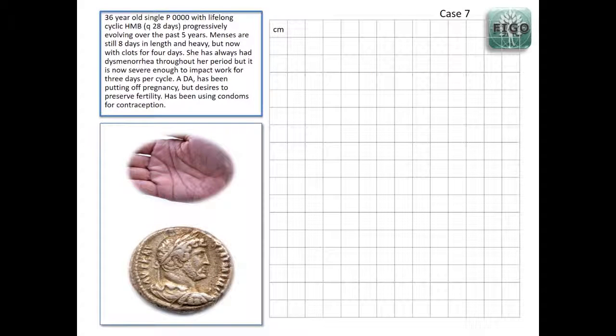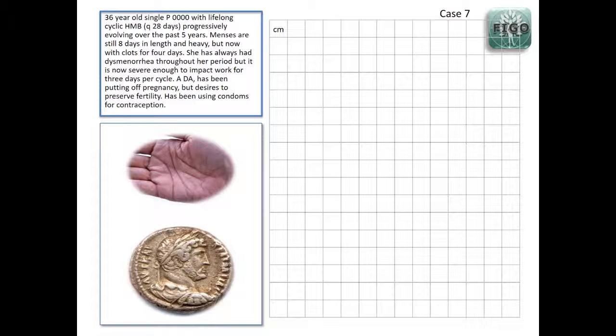The third case is a 36-year-old nulligravid with lifelong cyclic heavy menstrual bleeding every 28 days. It's even been getting worse over the past 5 years. They're still 8 days in length and heavy, but now with clots for 4 days. She has always had dysmenorrhea throughout her period, but it is now severe enough to impact work for 3 days per cycle. A district attorney, she has been putting off pregnancy, but desires to preserve fertility. She has been using condoms for contraception.